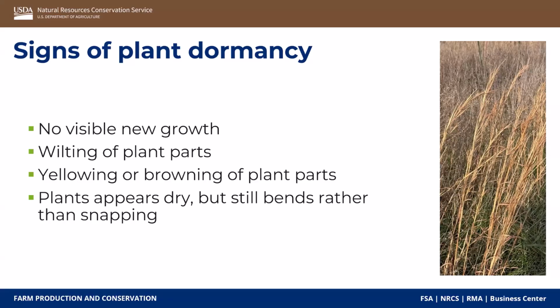Wilting of plant parts. Sometimes wilting of plant parts is seen as death. We think wilting means the plant's dead. But if we dug up that wilting plant, it's probably not dead. We would look at that root mass, and those roots are probably nice and healthy as long as we have enough standing biomass there before.